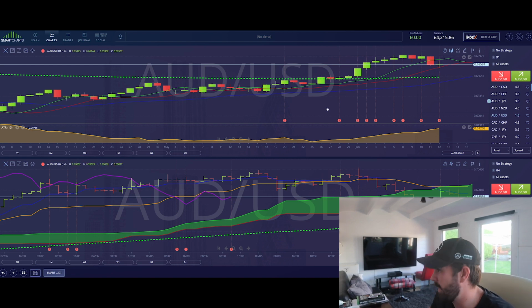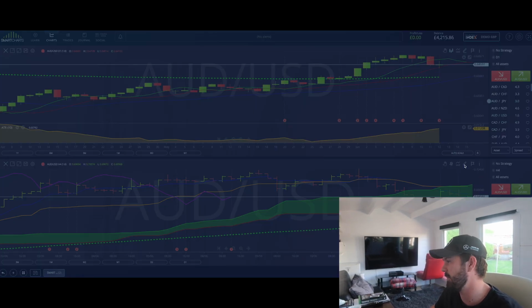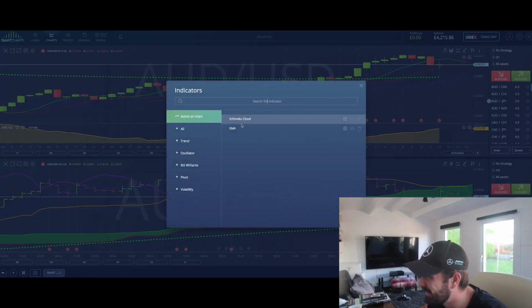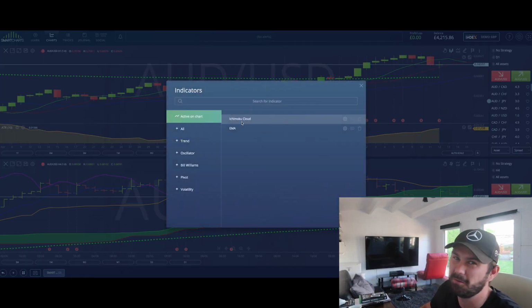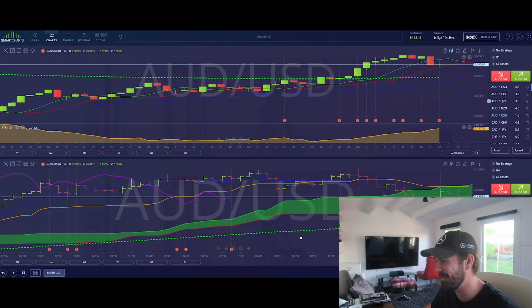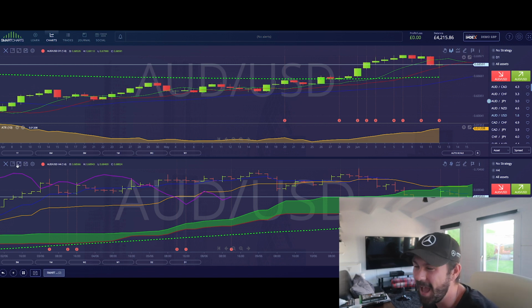Let's just try and pronounce this again, because it's just impossible. Ichimoku Cloud, that's what I'm going for. Right, on the 4-hour chart, the Ichimoku Cloud indicator with a 200 EMA.